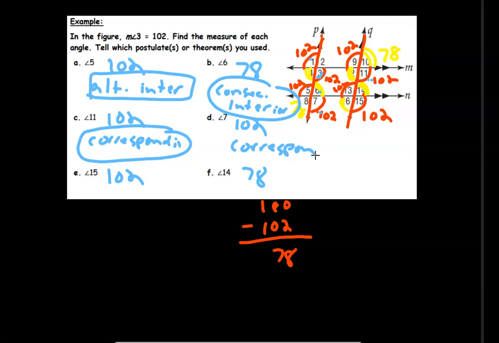And that's where I'm going to stop. Well, I can't stop there. Angle 15 is 102 because it is corresponding to angle 7, which we just said was congruent to angle 3. And angle 14 is supplementary, a linear pair with angle 15. Anyway, that's all I have. Good luck.